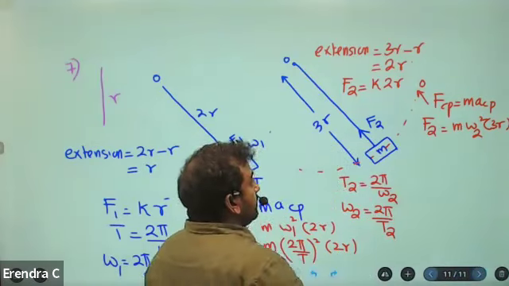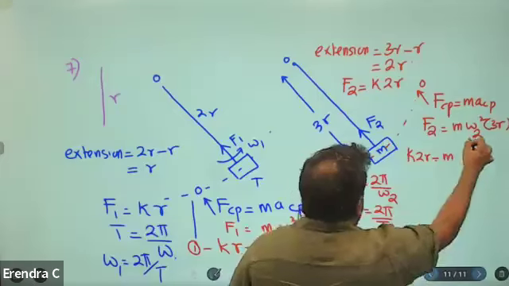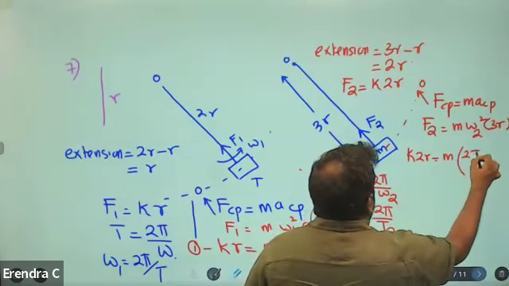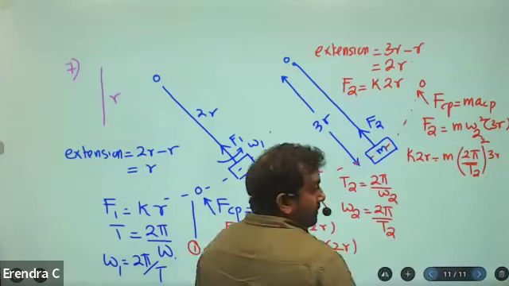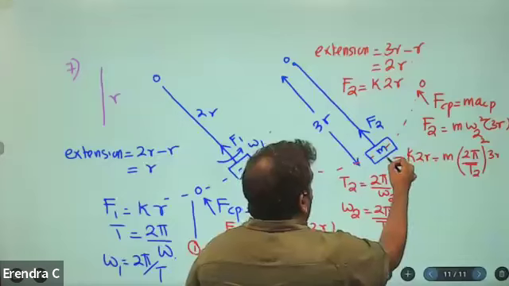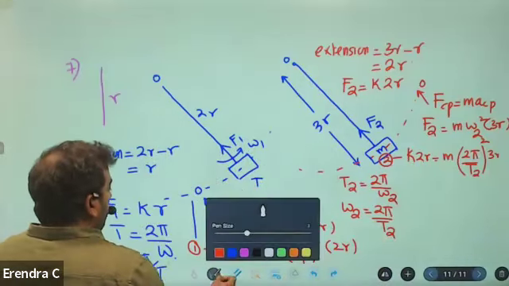Be careful. What is F2? K times 2r. What is omega 2? 2 pi over T2, whole thing squared, 3r. There you go, equation number 2. Now technically your problem is solved.